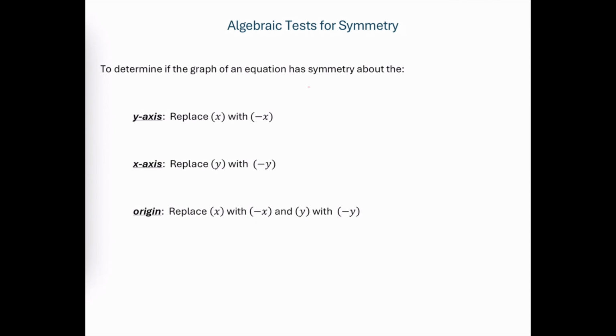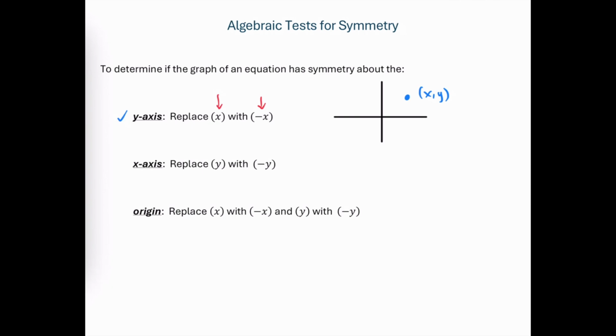To determine whether an equation has a graph that is symmetrical about the y-axis, algebraically, we're going to replace each x value with negative x and then simplify the equation. To understand why this is our algebraic test, let's take a look at the graph and assume that we have an xy ordered pair solution that's a point on the graph.